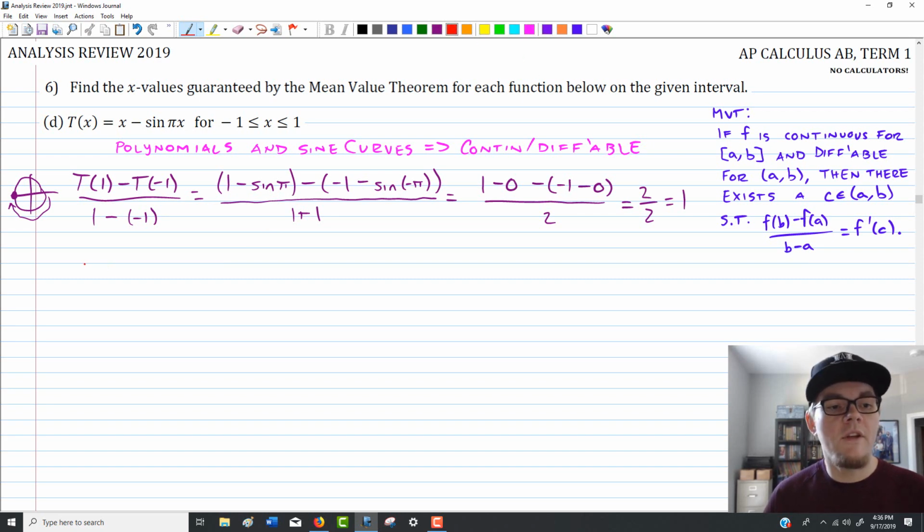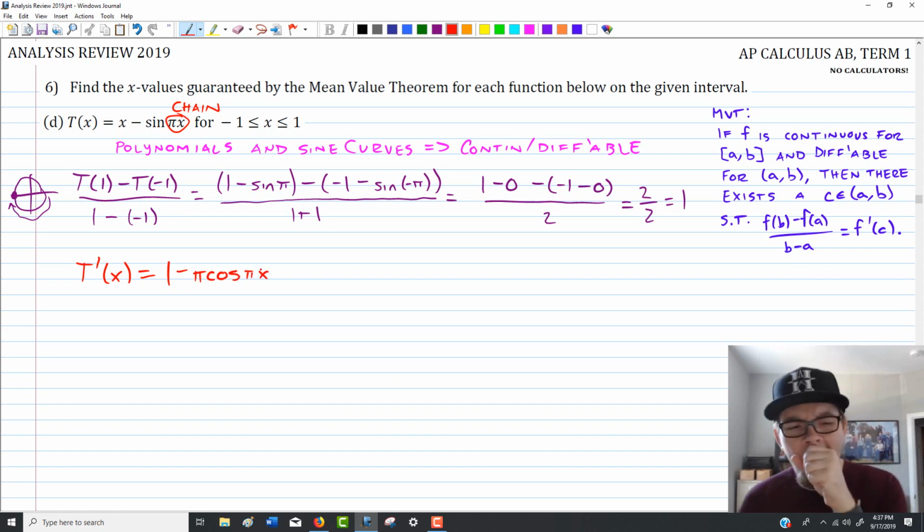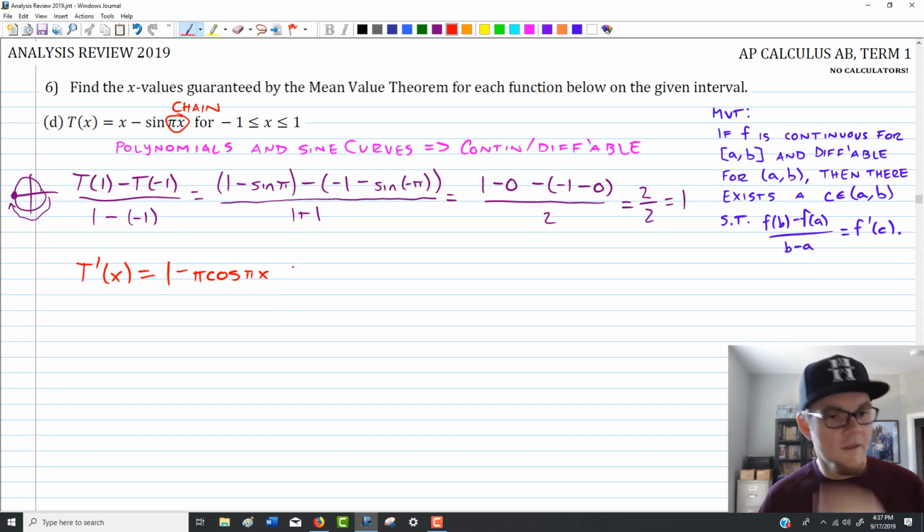We need to next find the derivative. So we'll compute t prime of x. The first term's derivative is just 1 because it's linear. So that's just a line with slope 1 and intercept 0. The derivative of sine of pi x, in this case we've got the chain rule due to the pi x. So that pi x requires us to use the chain rule. But it's an easy thing. The derivative of pi times x is just pi. So it'll be 1 minus pi cosine of pi x. We want to figure out where this thing is equal to 0.